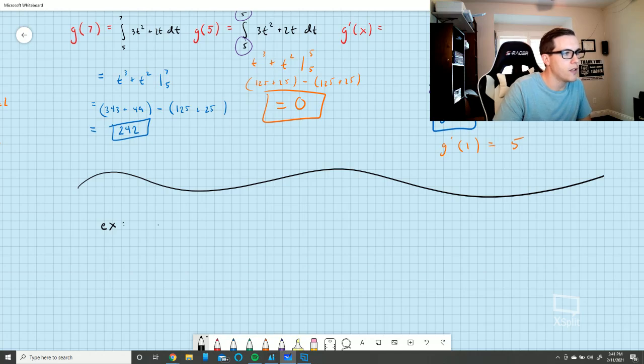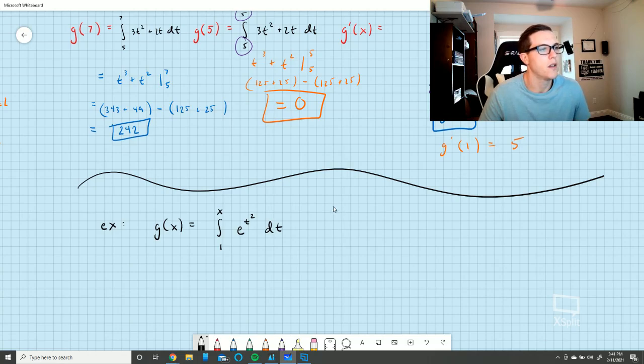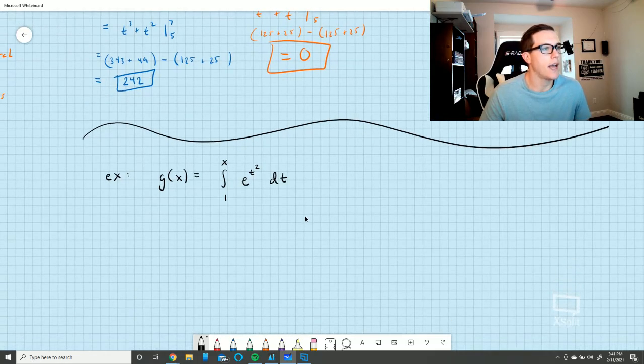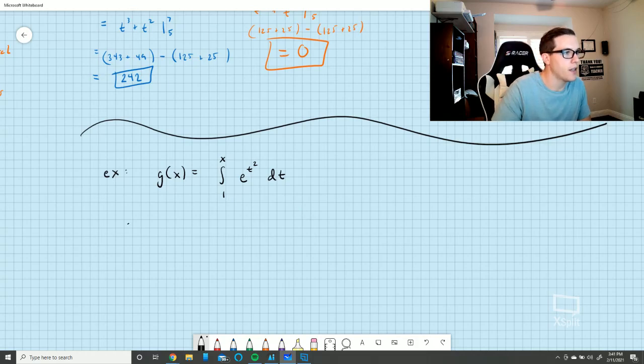If I give you this accumulation function, something like e to the t squared. It's always a classic example. And I ask you to do things like find g of 3 and g prime of x and g prime of 3.